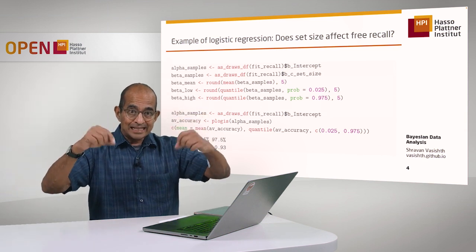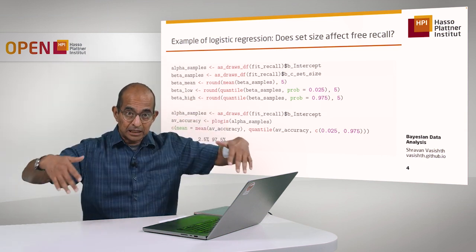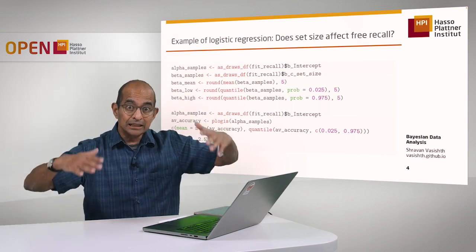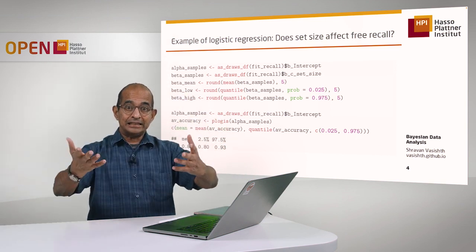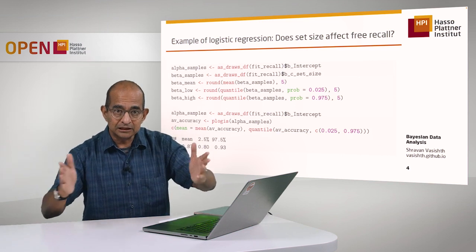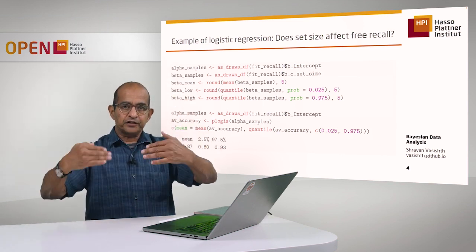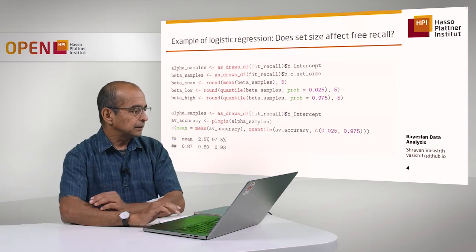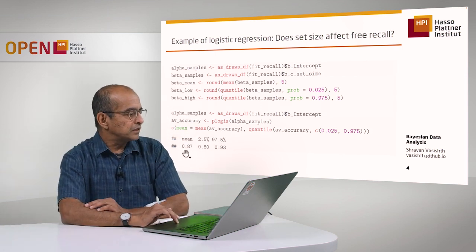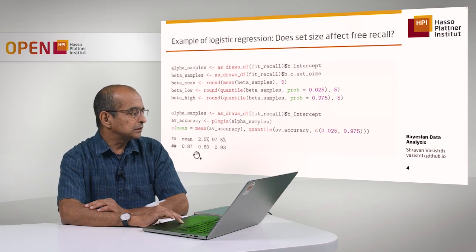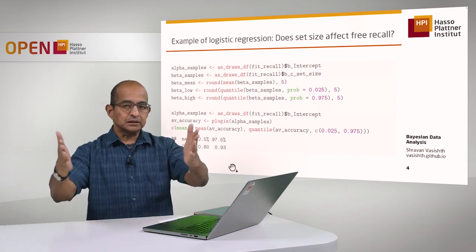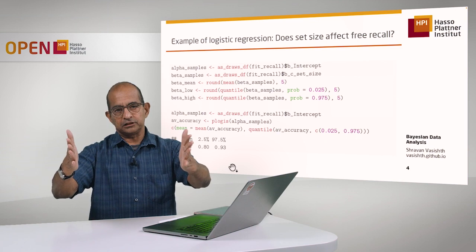What I'm getting back is the distribution of the average accuracy, the posterior distribution on the probability scale. So now I can directly interpret my uncertainty about the average accuracy on the probability scale, having fit the model on log odds scale, right? And so what I get is that the average accuracy is about 87%, with a 95% credible interval going from 80 to 93%.